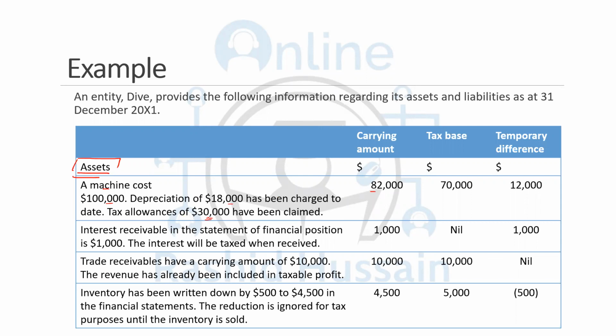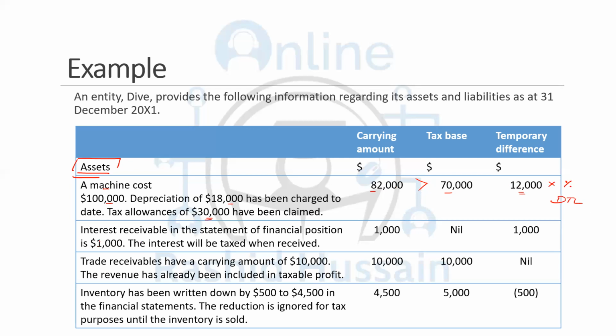And when you deduct the cost from the capital allowance, you get the tax base, which is 70,000. So here we can clearly see that the carrying amount is more than the tax base, and this gives rise to the taxable temporary difference. This is the taxable temporary difference. It's not the deferred tax asset. It's not the deferred tax liability. It's just a temporary difference because the carrying amount over here is more than the tax base. When you multiply it by the tax rate, then you are going to get the deferred tax liability.